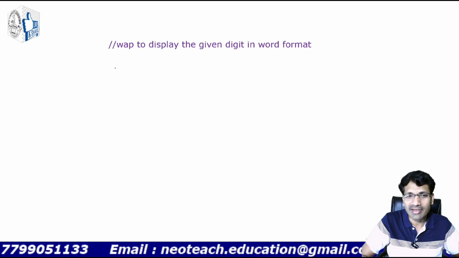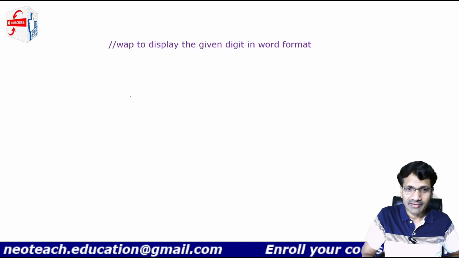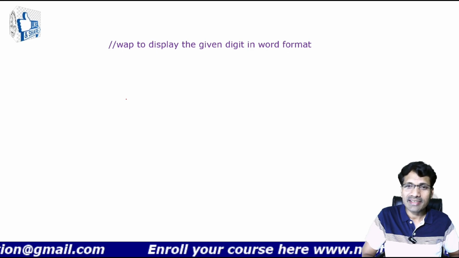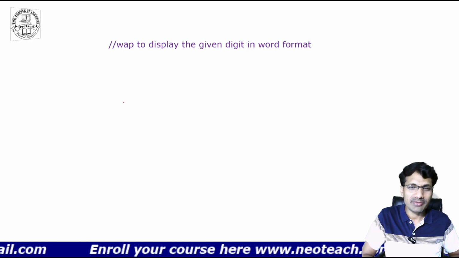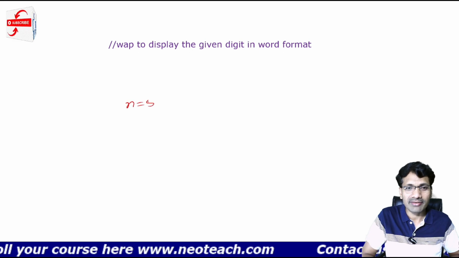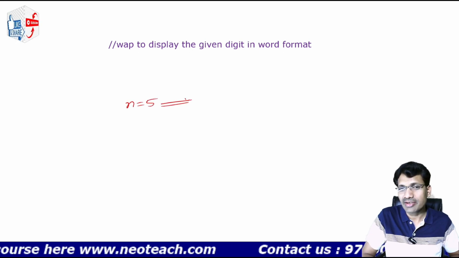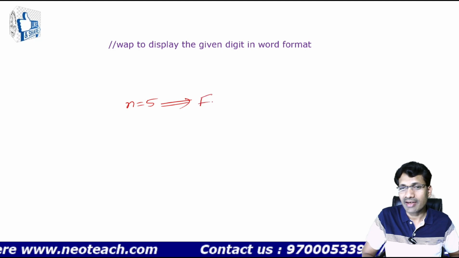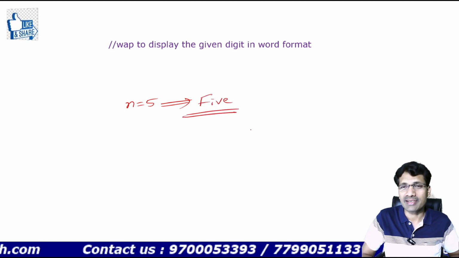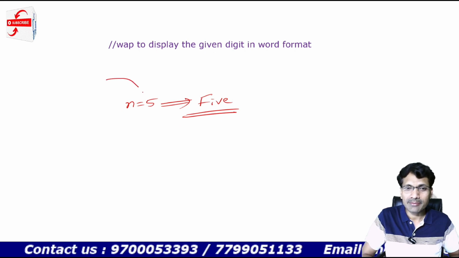Actually, what is the requirement here? The simple requirement is: write a program to display the given digit in word format. So what do you mean by given digit? Suppose I am given 5 as a digit, then it is going to display like FIVE 5, so like word format. Okay, so now what is the input value?